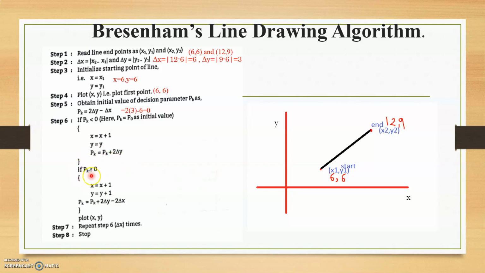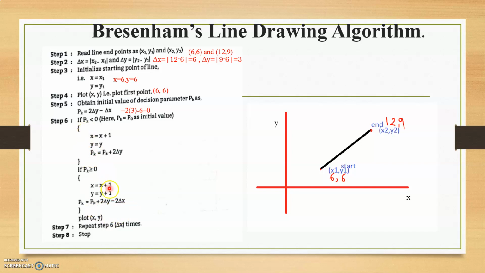And if your value of pk is greater than or equal to 0, this condition occurred in this example, that is the value of pk is 0. So this operation will be executed, that is the value of x will be incremented by 1 and the value of y is also incremented by 1, and for the next iteration, to find the next point, your value of pk will be pk equals pk plus 2 delta y minus 2 delta x.